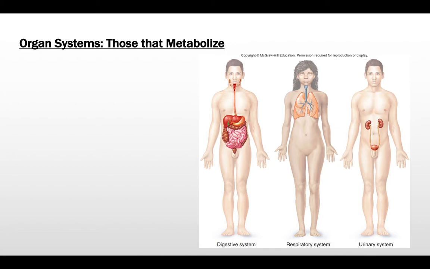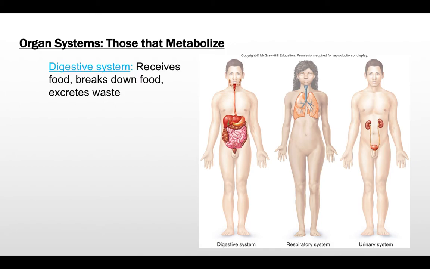We have those systems that metabolize, so things that deal with energy. The digestive system, of course, receives the food, breaks it down, and excretes the waste. It goes all the way from your mouth to your anus and has all these organs in between.